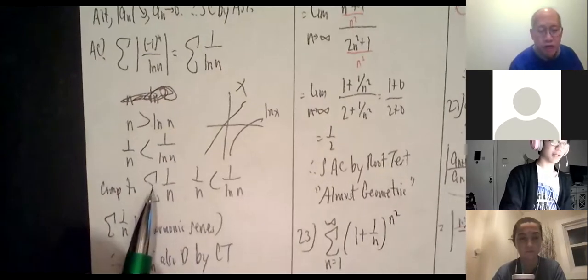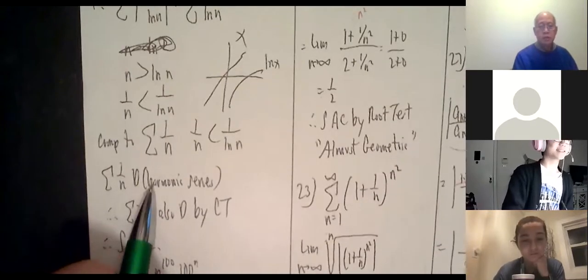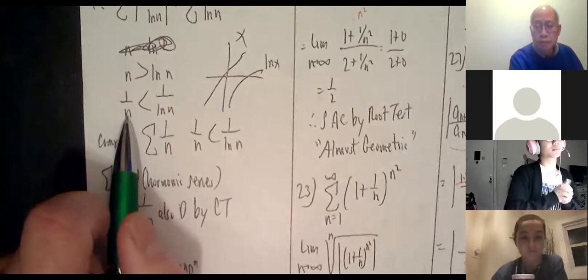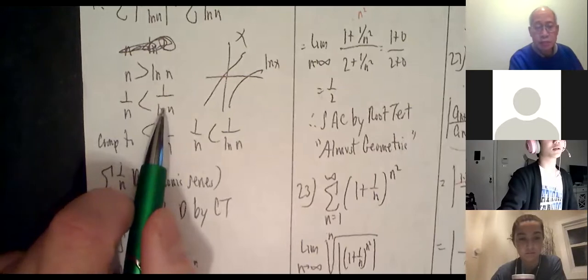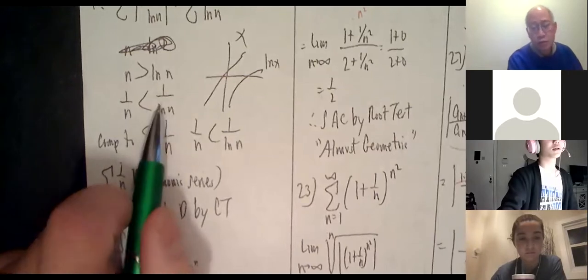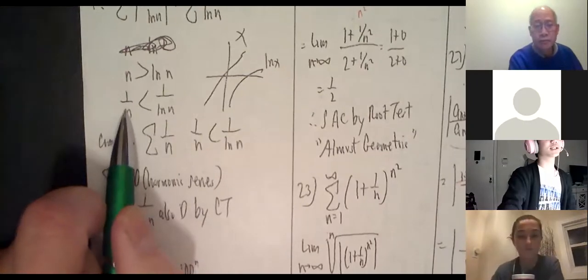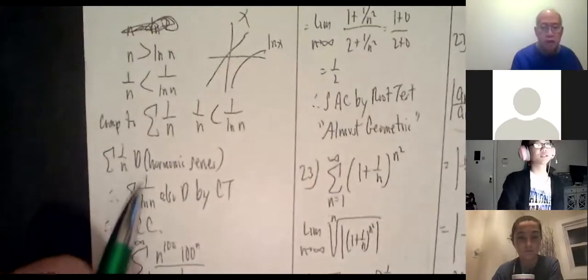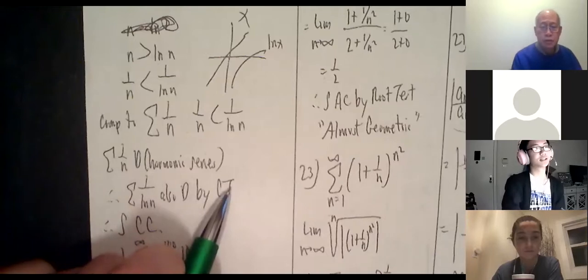And what do I know about summation of 1 over n? Diverges because it's a harmonic series. Okay, the smaller series diverges, blows up, goes to infinity. What does it mean about this series? It also has to go to infinity. This cannot converge. How can this converge if it's bigger than something which diverges to infinity? So by the comparison test, summation of 1 over ln n also diverges by CT, comparison test.